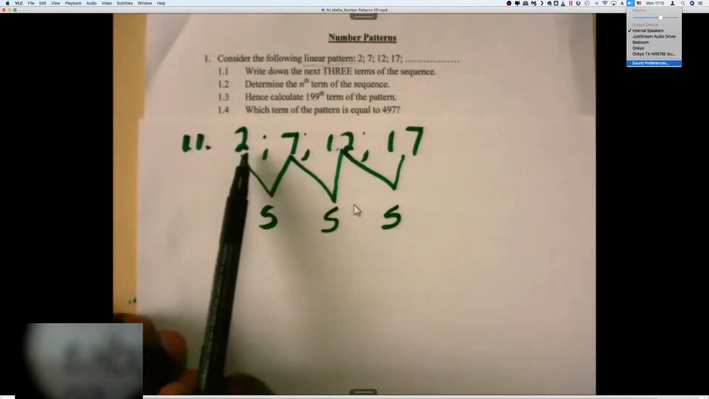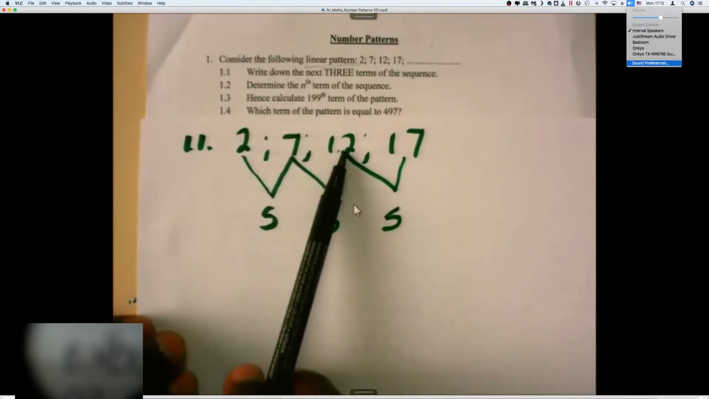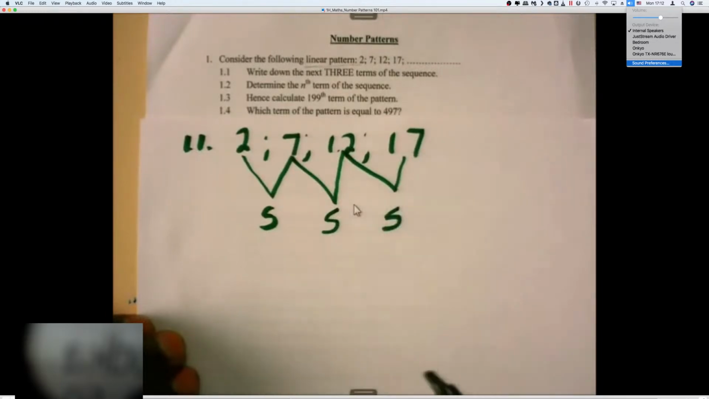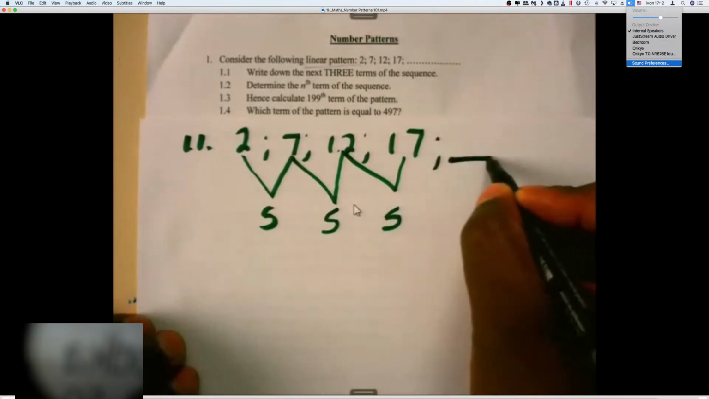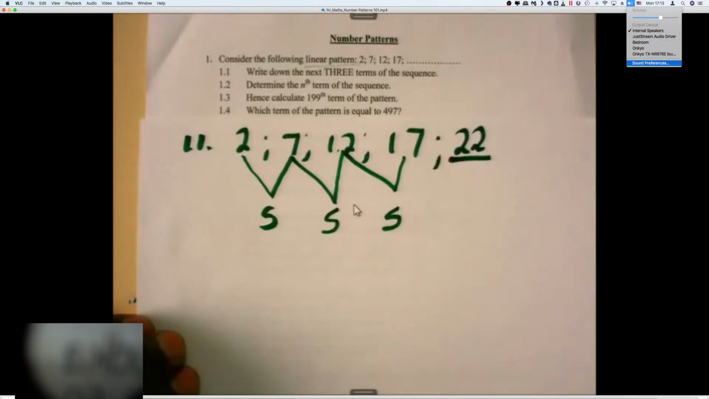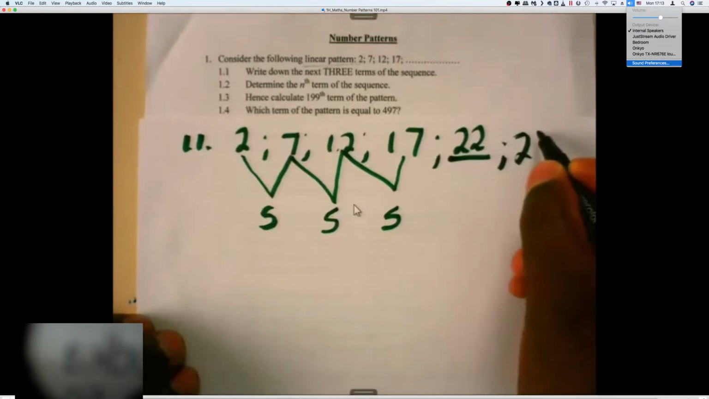Check. We agree that the first difference is 5. It's 2. In 2, you add 5, 2 plus 5 will give you 7. 7 plus 5 will give you 12. 12 plus 5 will give you 17. Then you continue the pattern. 17 plus 5 will then give you 22. Again, 22 plus 5 will then give you 27.